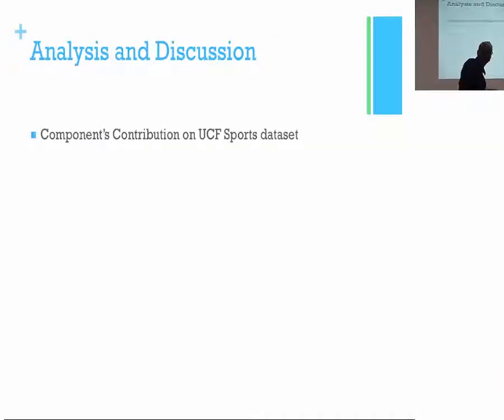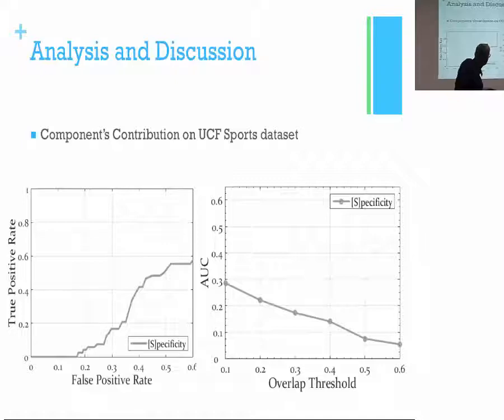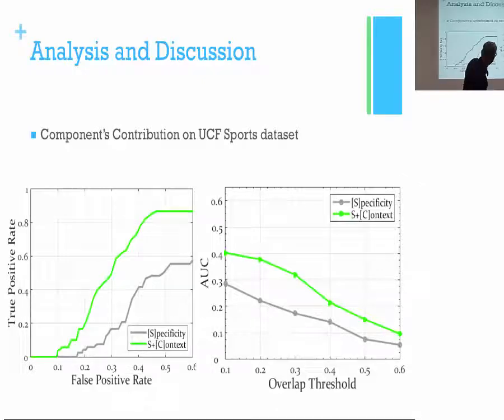For some analysis, we also computed individual components' contributions. So as you know, we apply several steps. We compute the specificity, we compute the context walk, we apply CRF, and then finally SVM. We wanted to see whether each one of them is contributing to the method or not. So here first we use the specificity score, or the distinctness score of the supervoxels. And here I'm showing the ROC as well as the area under curve. When we apply context, it significantly boosts the performance.